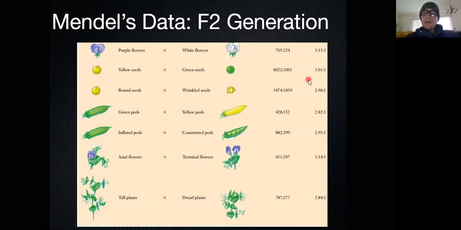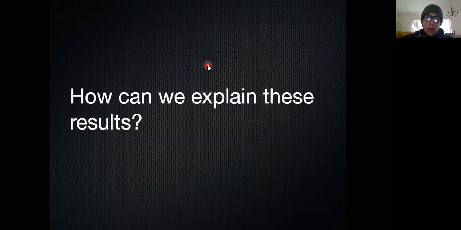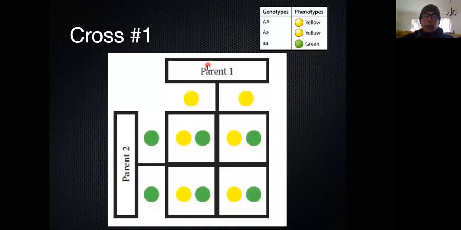So you might have taken a second to do that. And what you might have noticed is that all of these have about a 3-to-1 ratio. So for example, if I looked at the purple flowers, for every 3 purple flowers, I had 1 white flower, essentially. Or for every 3 yellow seeds, I had about 1 green seed. And he noticed that trend continued. So how do we explain this?